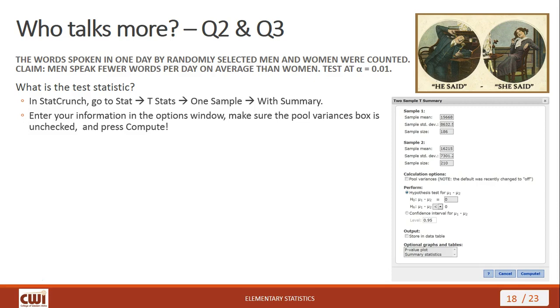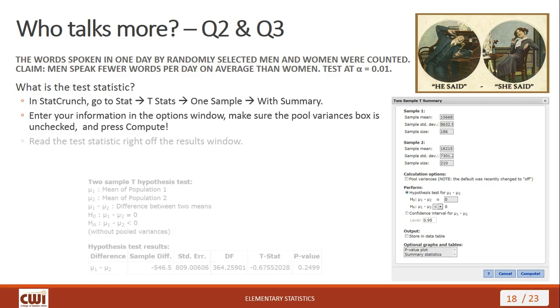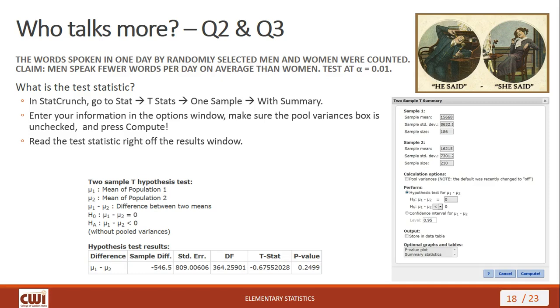Just make sure that the inequality drop-down menu there matches the same inequality you used with your alternative hypothesis, and then press compute. Out will pop your results window, and you read the test statistic right off the results window. It's always the second to last number there in the list. If we want to know what our p-value is, again, we're going to go to that same results window, and the last number listed will be our p-value.